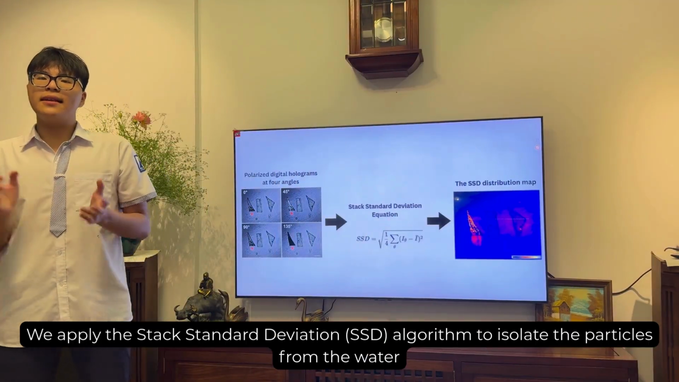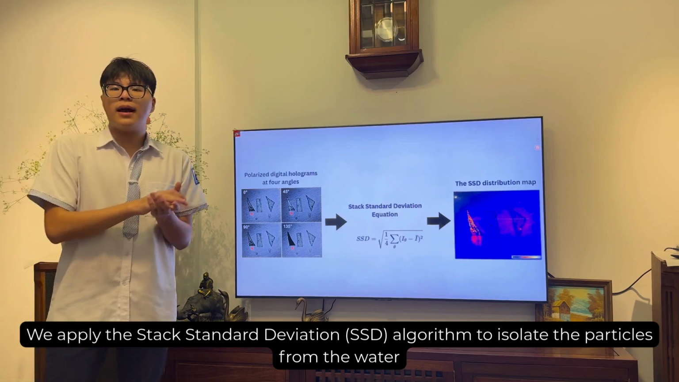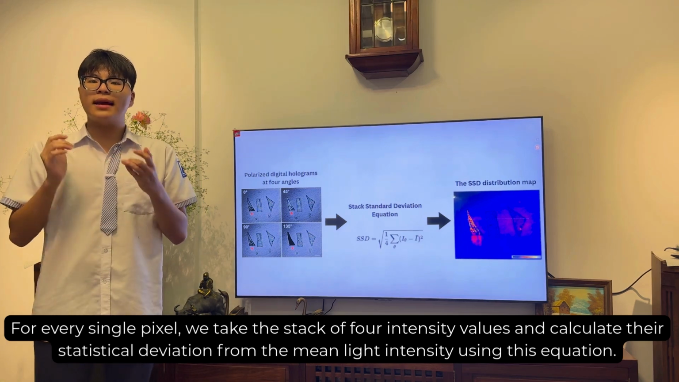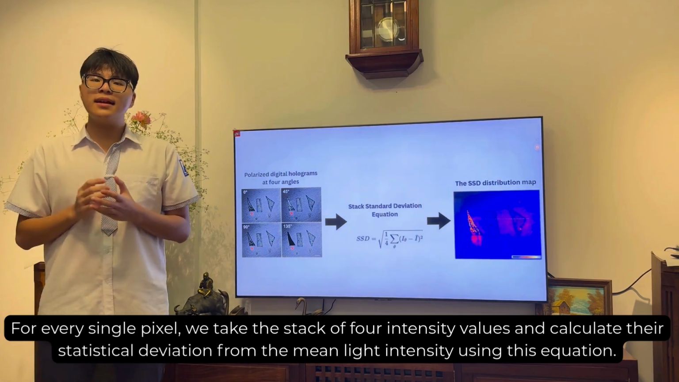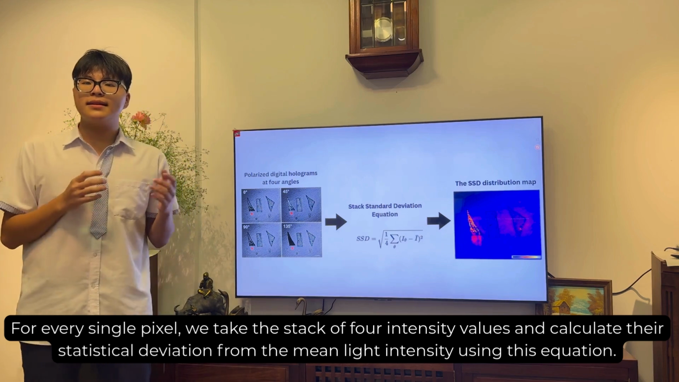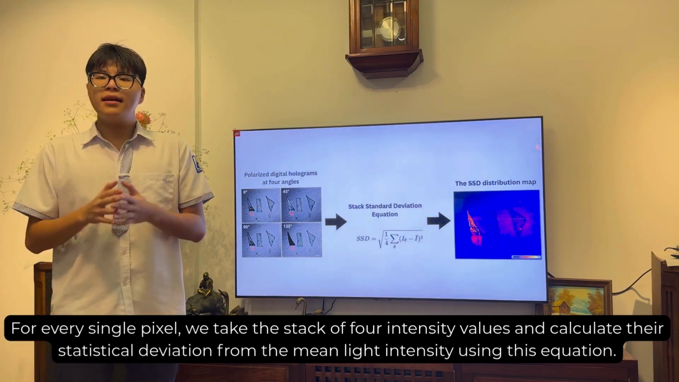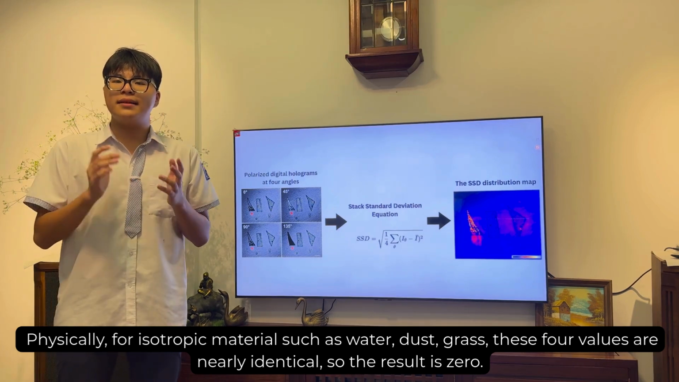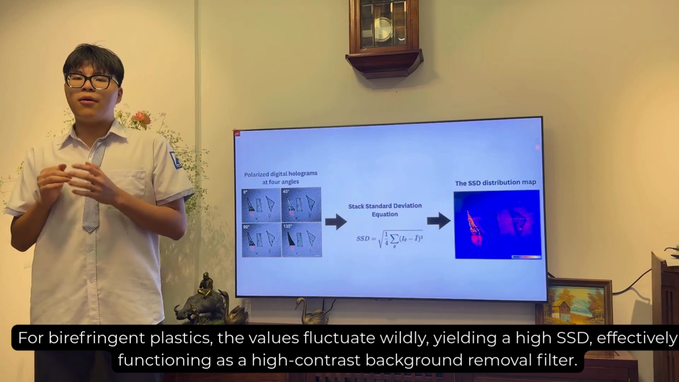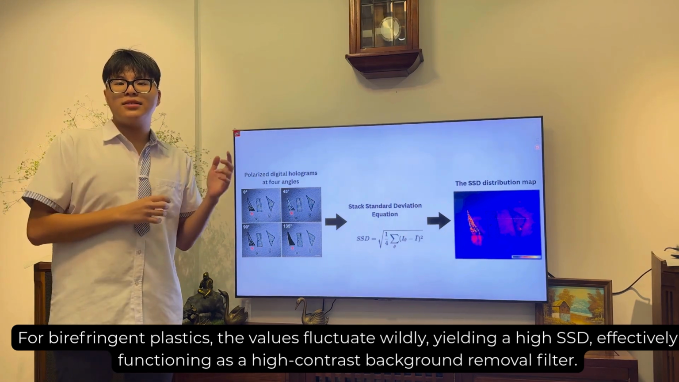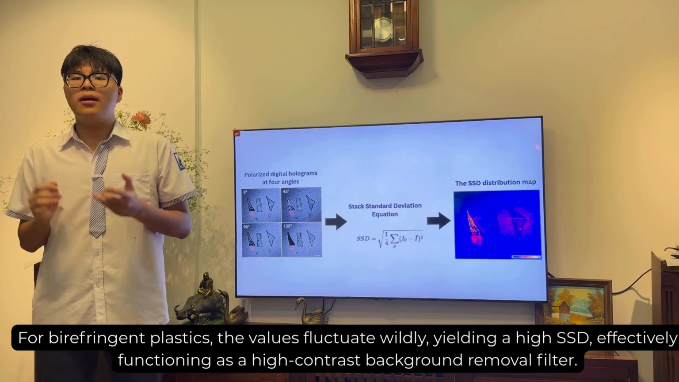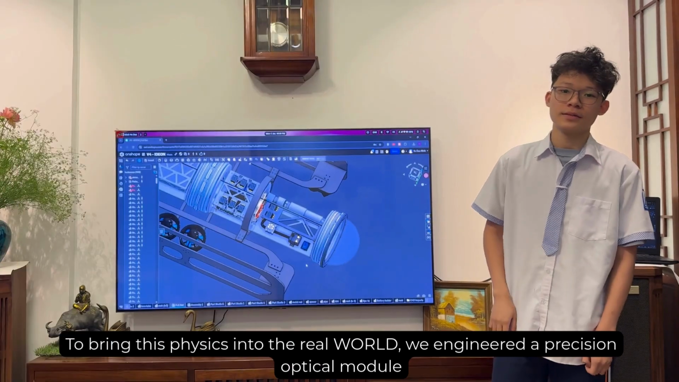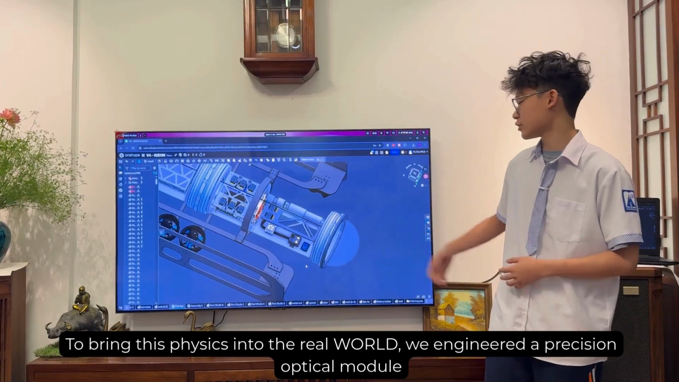We apply the stack standard deviation, or SSD for short, algorithm to isolate the particles from the water. For every single pixel, we take the stack of 4 intensity values and calculate the statistical deviation from the mean light intensity using this equation. Physically, for isotropic materials such as water and dust or grass, these 4 values are nearly identical, so the result is 0. For birefringent plastic, the values fluctuate widely, yielding a high SSD value, effectively functioning as a high contrast background removal filter.